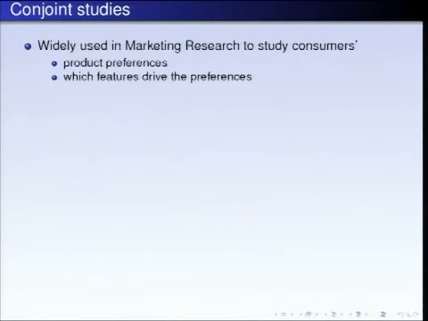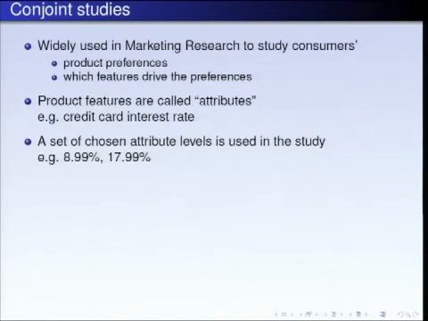So you've already heard that conjoint studies are widely used in marketing to study consumers' preferences for different products, and in particular to find out which features drive their preferences. And again, as both Brad and Martina have been talking about, the product features are called attributes. So in our case, we're going to be talking about credit cards, not laptops. And one of the attributes will be the interest rate. And so the levels of the attribute might be something like this.